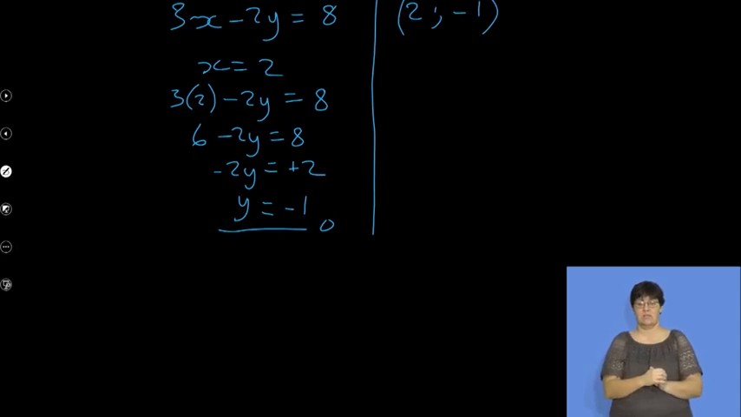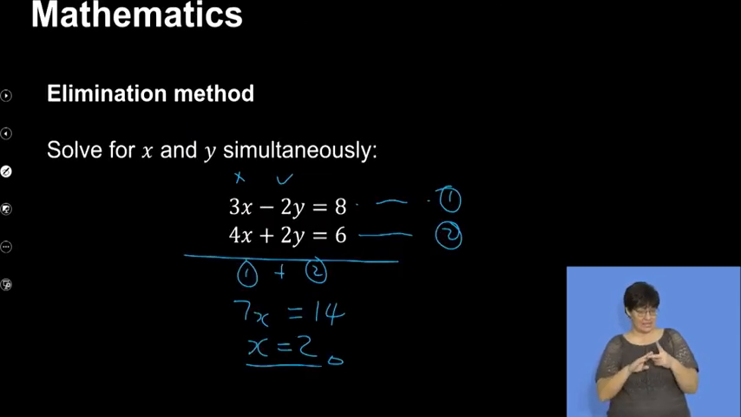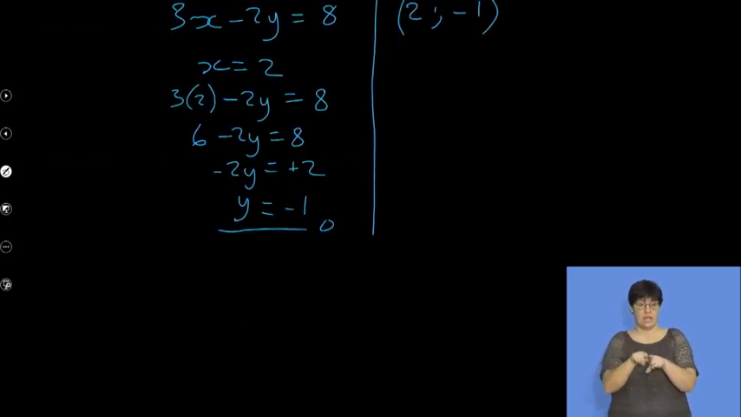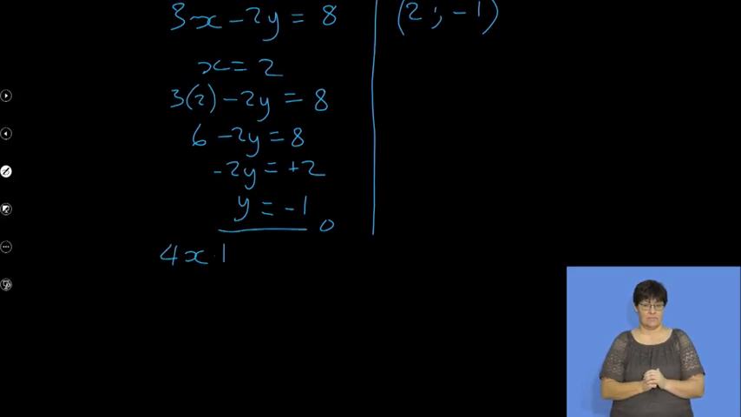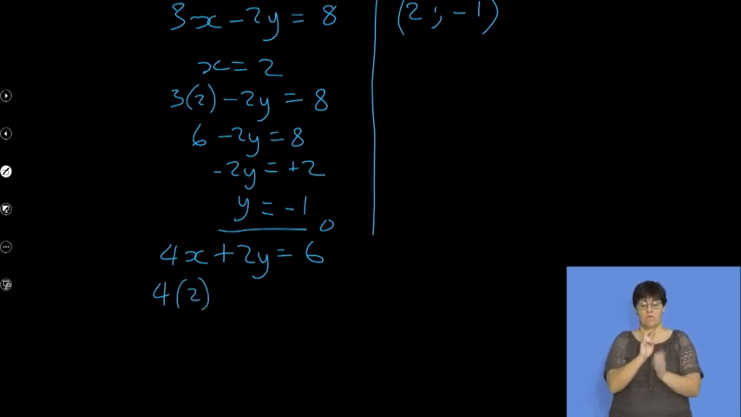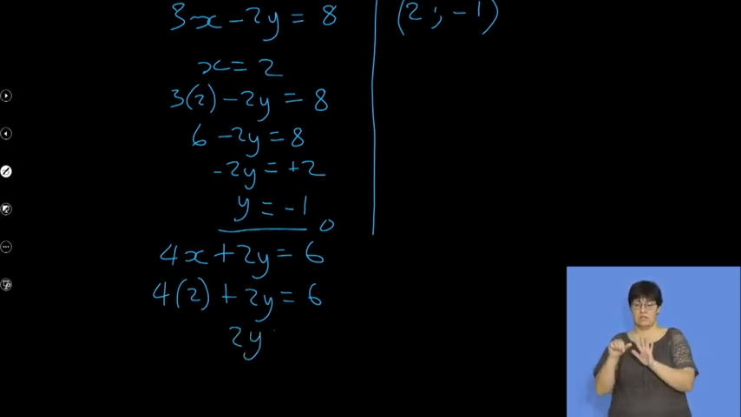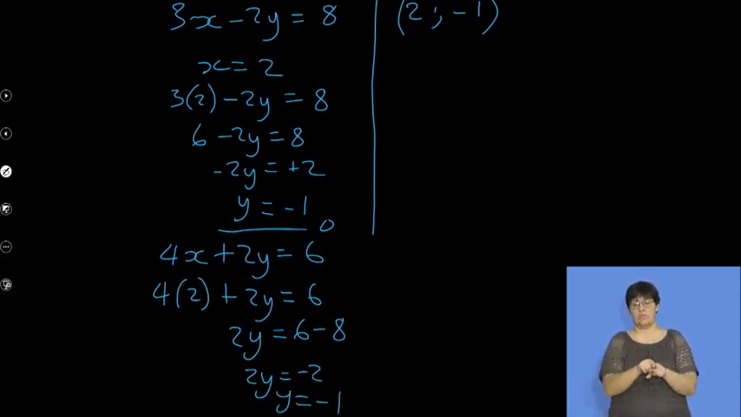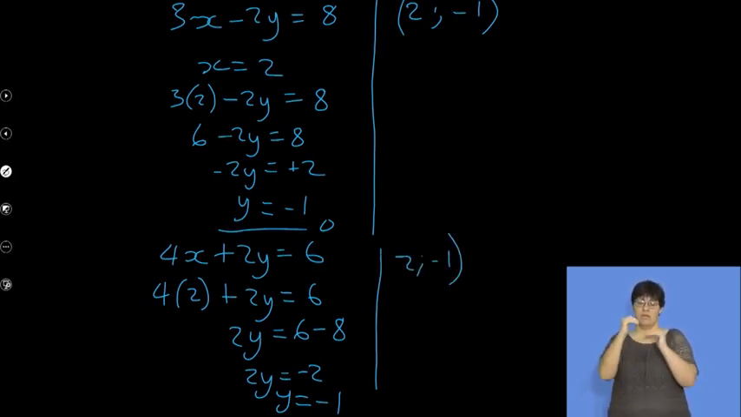But let's look at what happens if I use the other equation now, which is 4x plus 2y equals 6. It will be 4 multiplied by the 2, plus the 2y equals 6. 4 multiplied by 2 is 8, so 2y is equal to 6 minus 8, which is 2y equals negative 2. Then my y will be equal to negative 1. So even with this, it will be 2 and minus 1 as an ordered pair. So this is how we can use this.